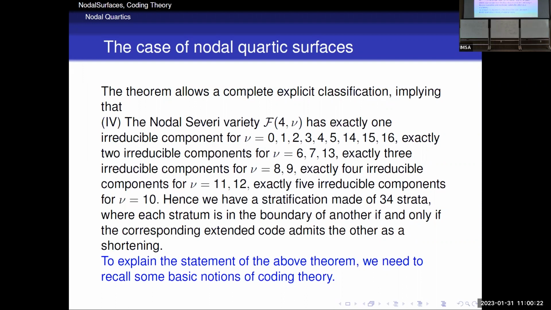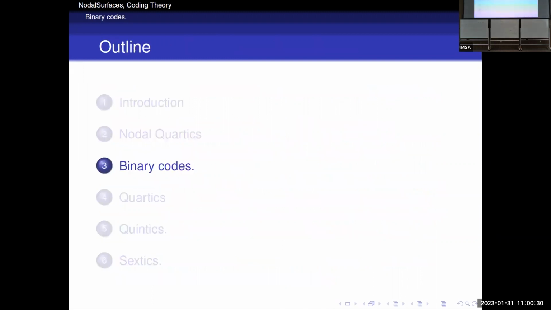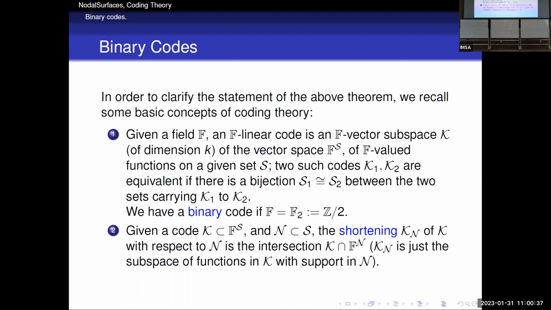Now, I need to recall some basic notions of coding theory. So, let me do a very quick crash course on binary codes. So, coding theory. Given a field F, an F-linear code is an F-vector subspace K of a vector space of functions on a set. So let me put it here. So here are codes.